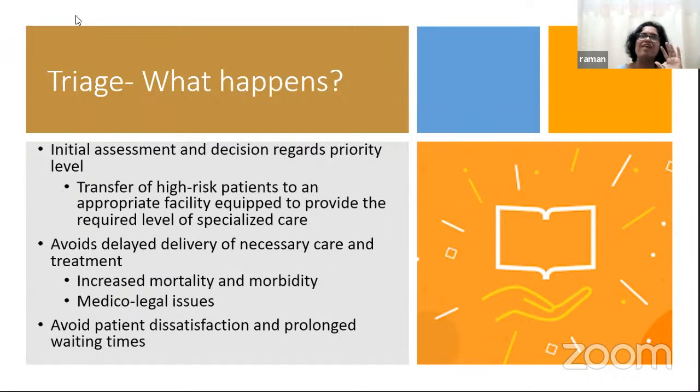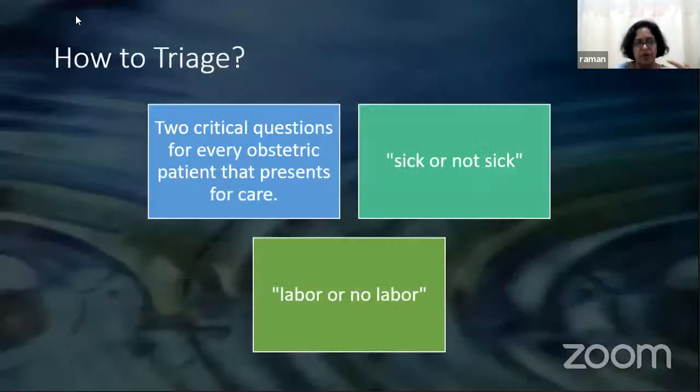Of course, if you have a clear set plan, that you are in the red category, you'd be seen immediately. You are in the green category, so your priority is less, so you would be seen in such and such a time. So it avoids patient dissatisfaction and makes them look at the waiting times in a more realistic way.